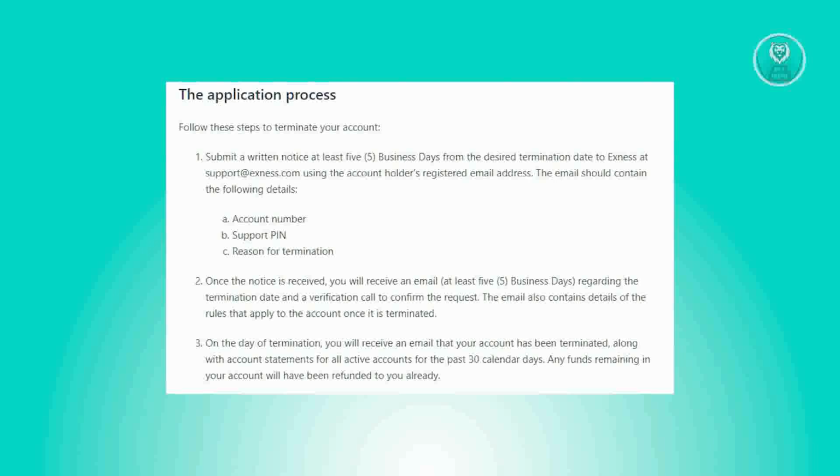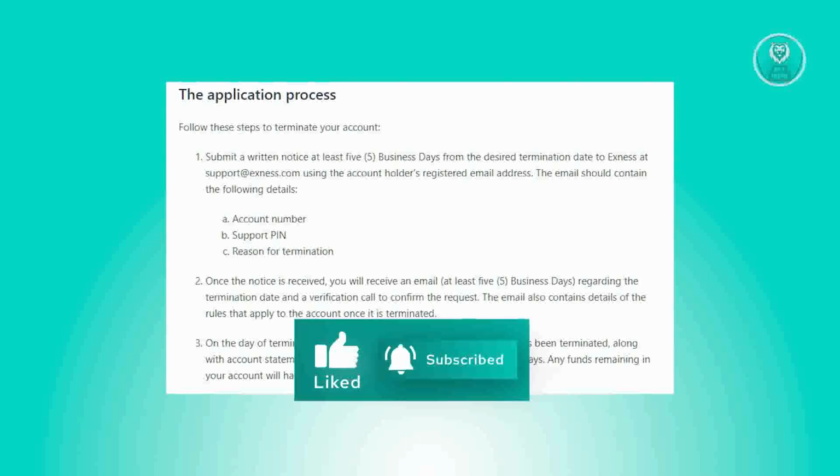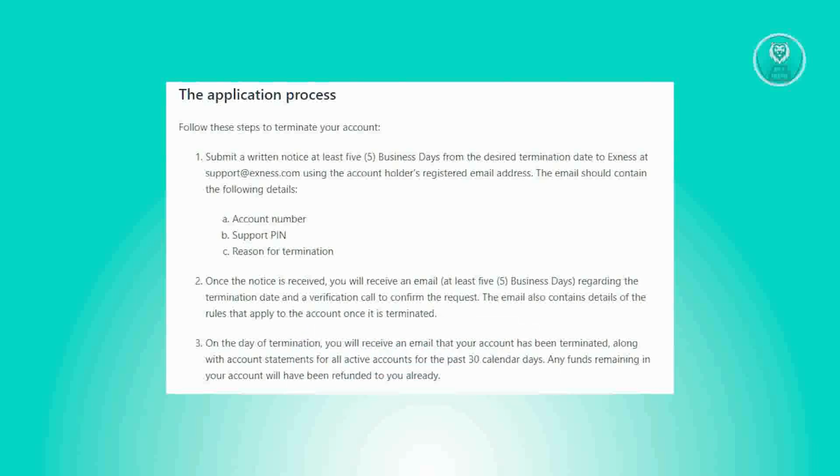Now, upon receiving the notice, you will get an email at least 5 business days prior specifying the termination date and a verification call to confirm the request. The email will also outline the regulations applicable to the account post-termination. Now, if you desire any expired account termination, you can indicate this in your termination request, but the company will exercise discretion in accommodating such requests.